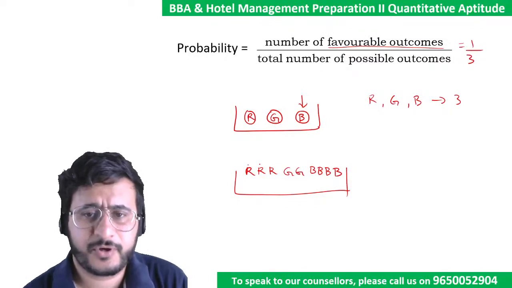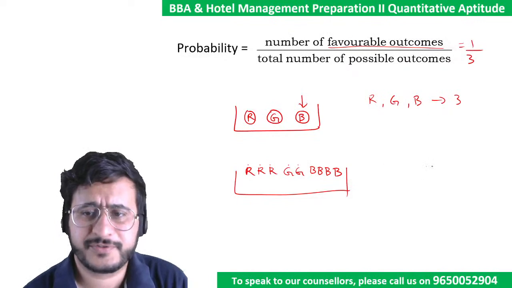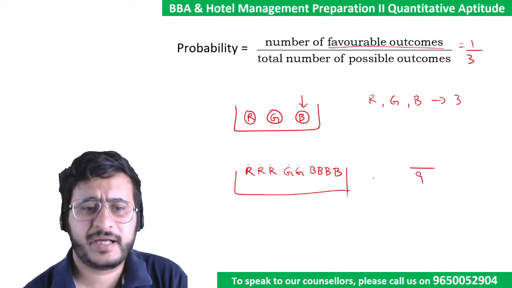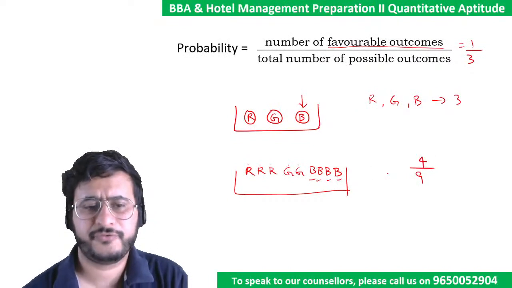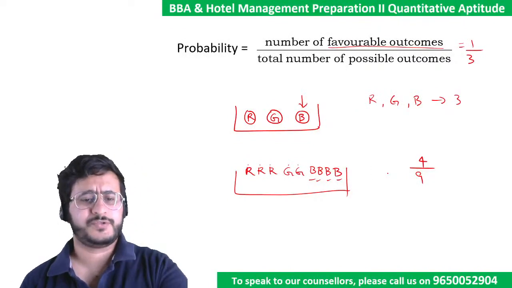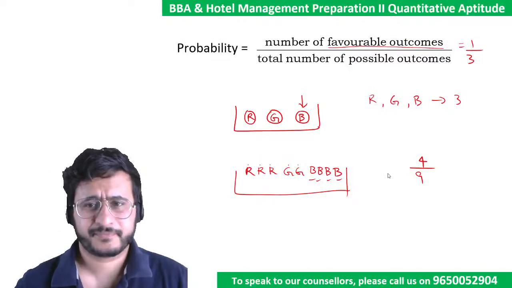Either you can pick this ball, this ball, this ball, this. So you have a total of 3 plus 2 plus 4, 9 possible outcomes. And how many are in your favor? 1, 2, 3, 4. So 4 out of 9.